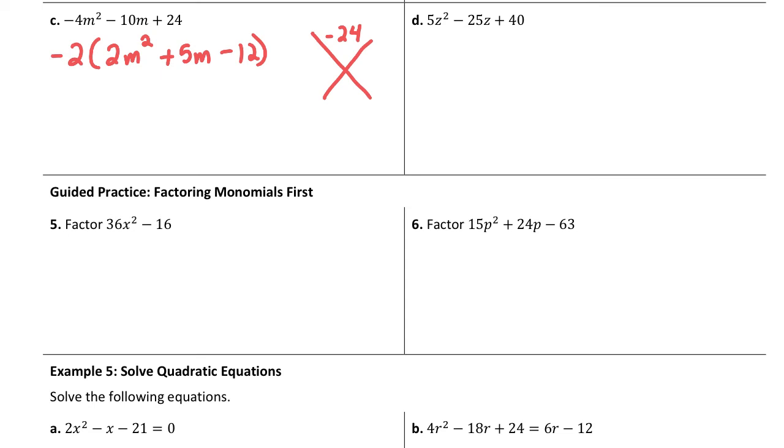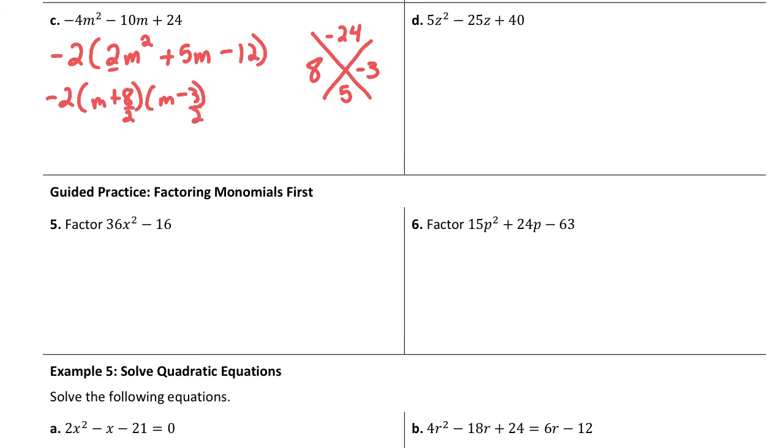2 times negative 12 is negative 24. This is positive 5. So my two numbers are going to be 8 and negative 3. So I'm going to keep that negative 2 on the outside, and this becomes m plus 8 and m minus 3.